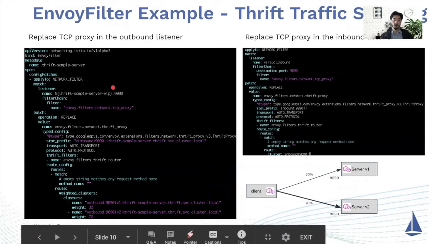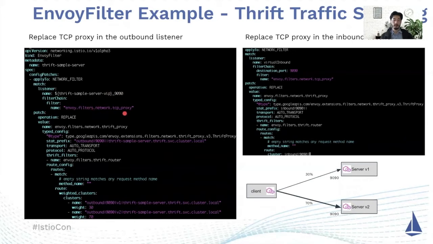First, we need to create an Envoy filter with the match condition targeting the TCP proxy in the outbound listener, Swift sample server VIP 9090. And Envoy filter supports various operations to be applied on the matched configuration, including add, remove, merge, replace, etc. In this use case, we need to replace the matched TCP proxy with our Swift proxy. So we set the operation to replace here.